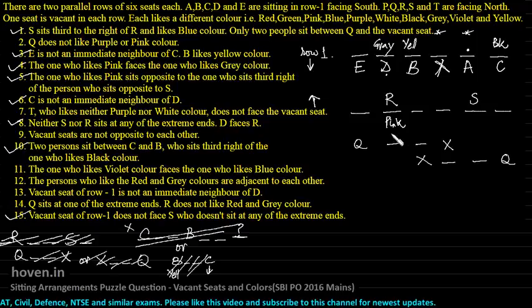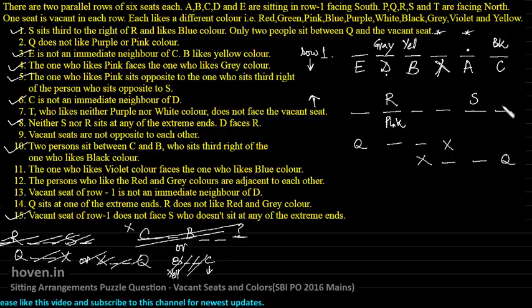T will not face the vacant seat. This means Q is known to come at this position. R is already here. Now T is either at this end or at these two places. T doesn't face the vacant seat. This means T can't be here.